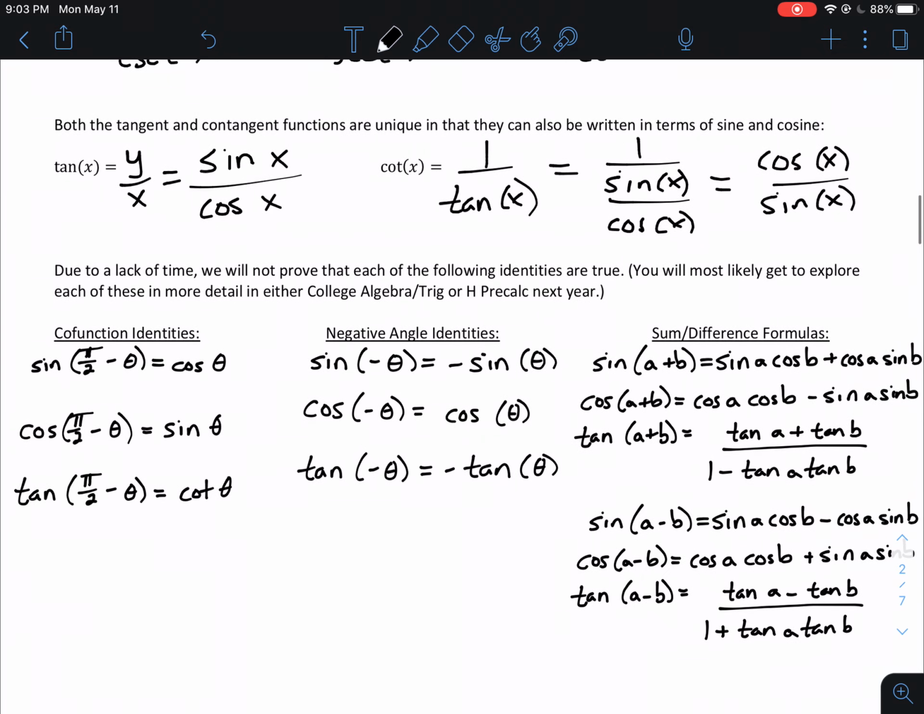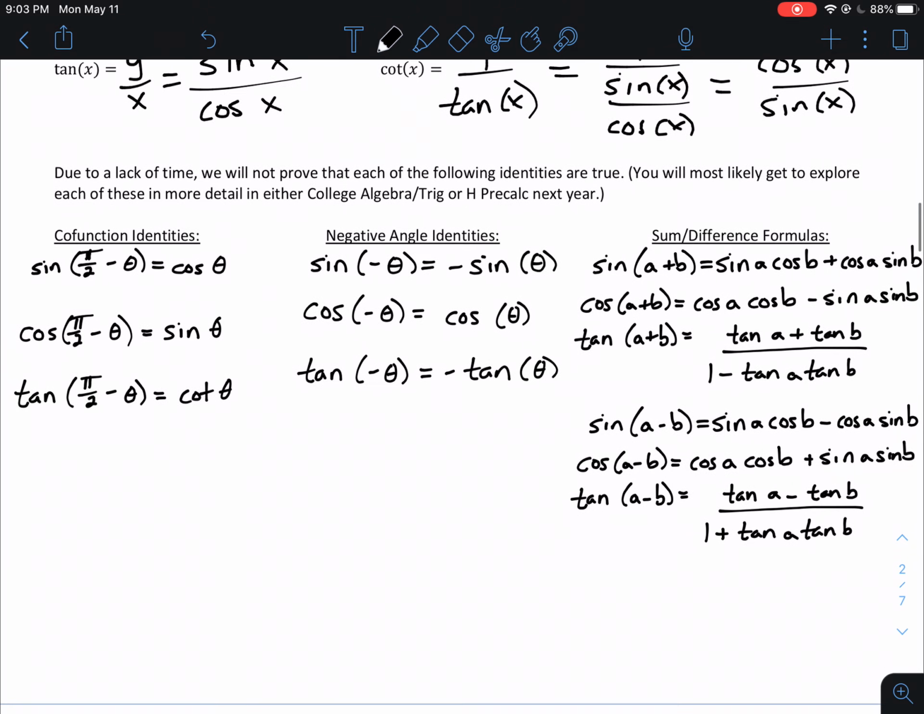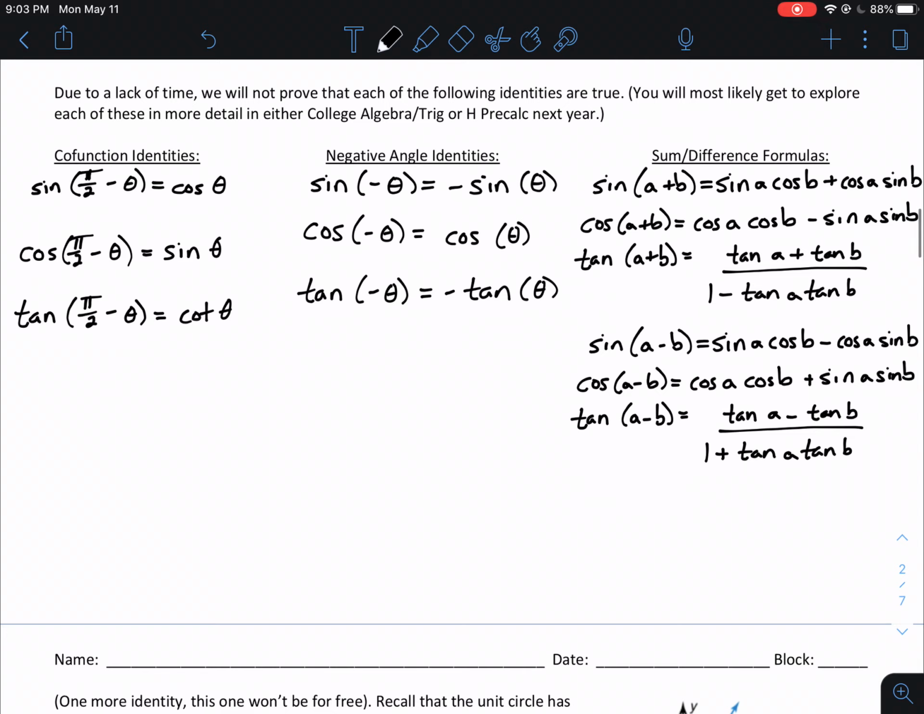Now, due to a lack of time, just because I wish we had the time to go through these, but unfortunately we really don't, I'm going to give you some more identities that we will be using. Just know that these are not going to be something we have the time to prove. However, next year, either in College Algebra Trig or in Honors Pre-Calc, you will likely have your teacher take you through these in a little bit more detail than I am. I'm just going to be showing you some basic properties. So this would be a good time to pause the video if you need to write these down. I'm going to go ahead and kind of talk through them real quick though. So hopefully that'll buy you a little bit of time if you are copying these as you're watching.